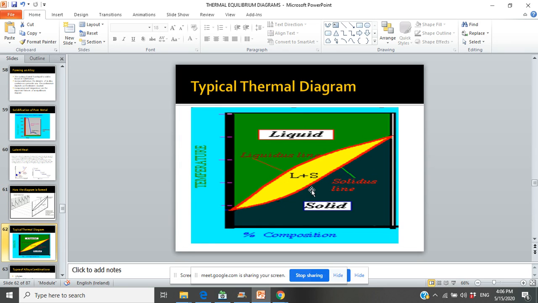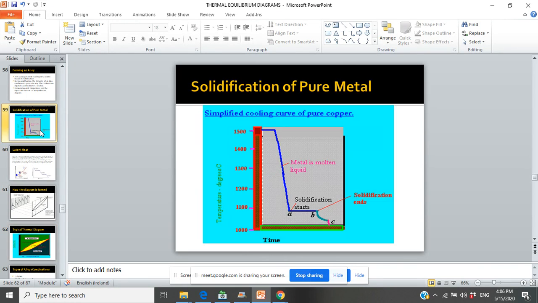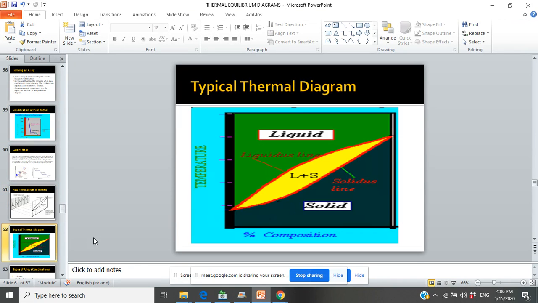Okay? That's it there. So you need to be able to tell me what a thermal equilibrium diagram is and what a cooling curve is. If I ask what's a cooling curve, a cooling curve is the study of temperature of the material over time and the changes that happen. A thermal equilibrium diagram is the study of the solidification of all the different compositions of an alloy.